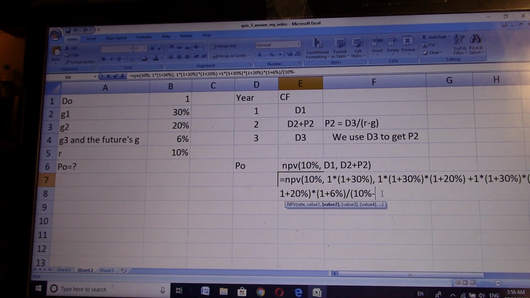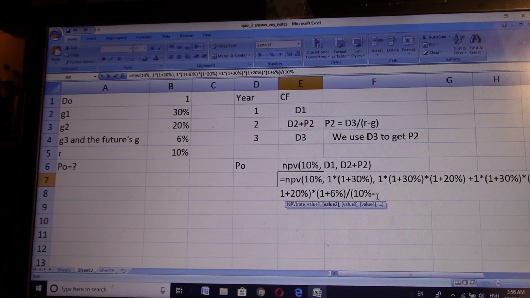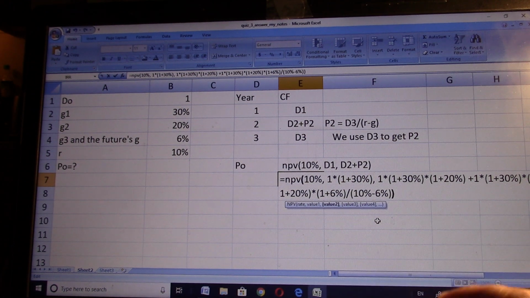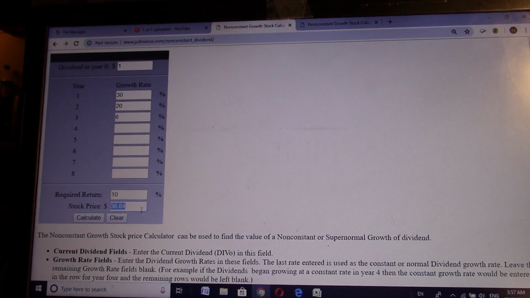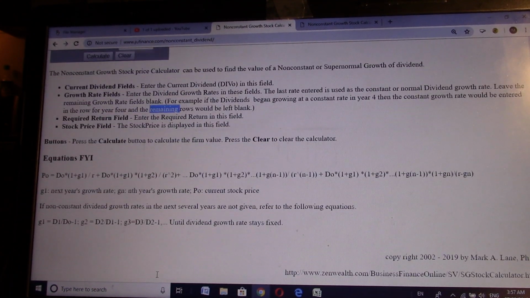10 minus 6. Let's see. 36.64. It's correct. So you can find the equation over here.